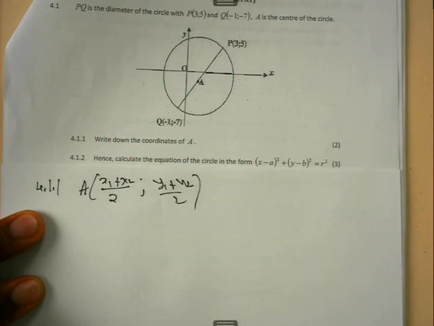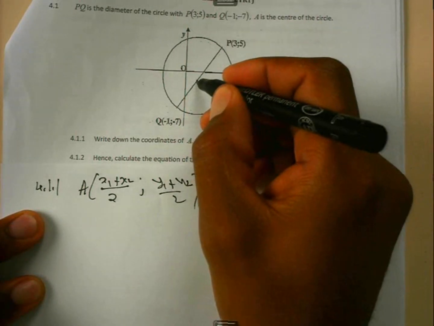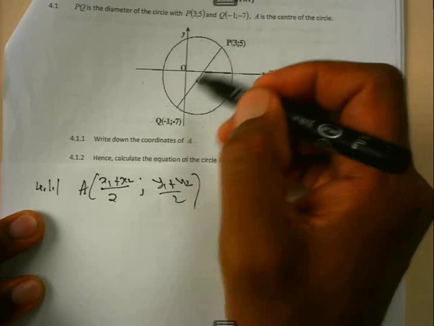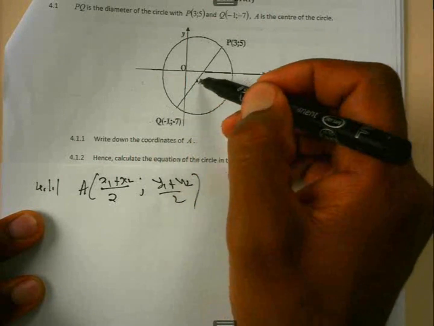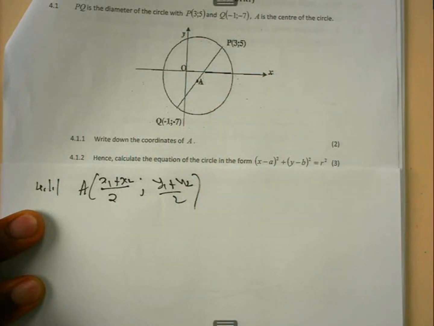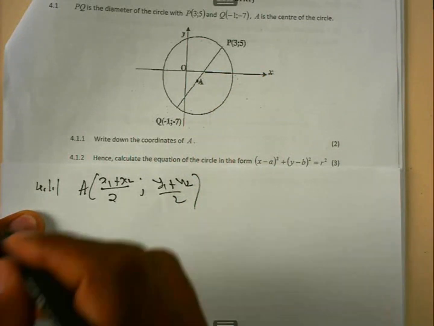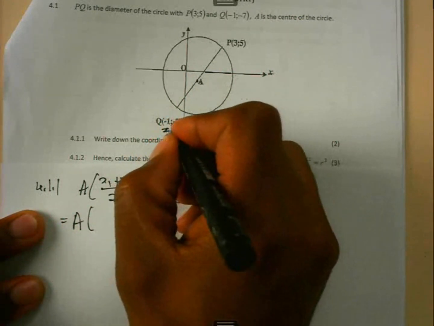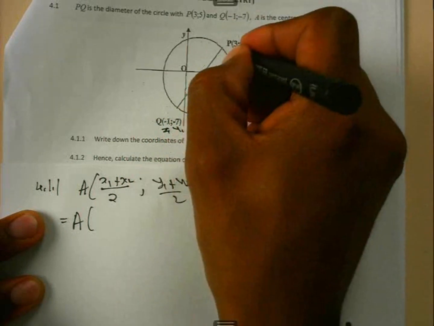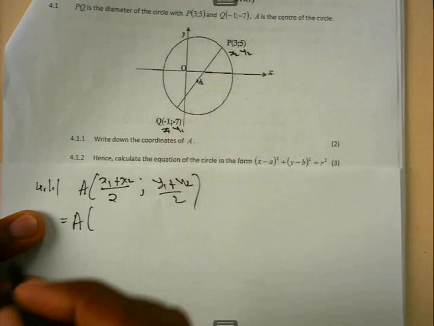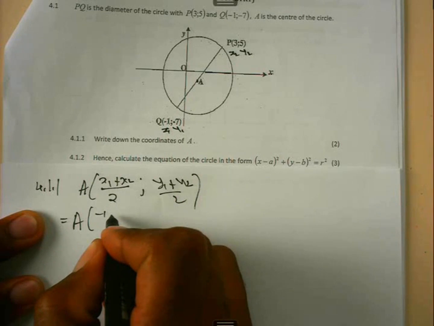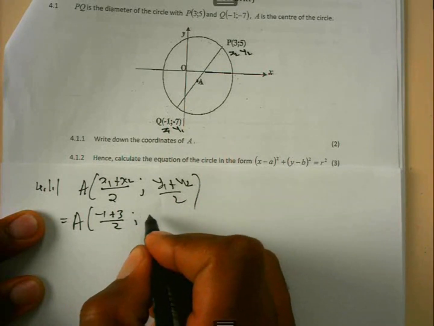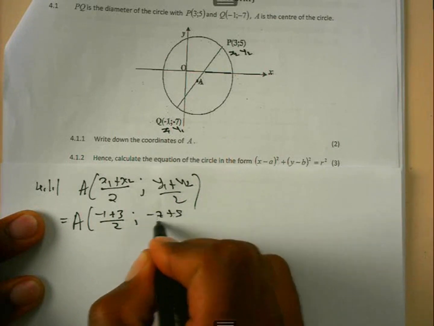Remember the first one, we had the center. The problem was we did not have P. But in this one, we have those points P as well as Q, and now we are looking for the center. This will be x1, y1, and this will be x2, y2. Then we have (-1 + 3)/2, and also here (-7 + 5)/2.